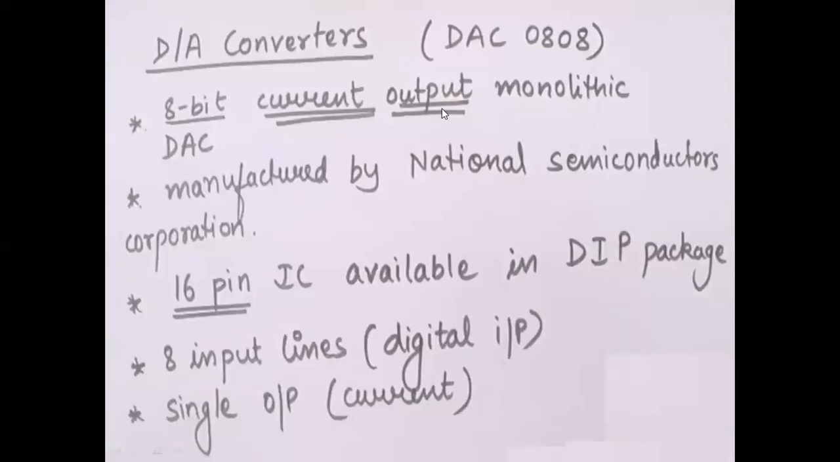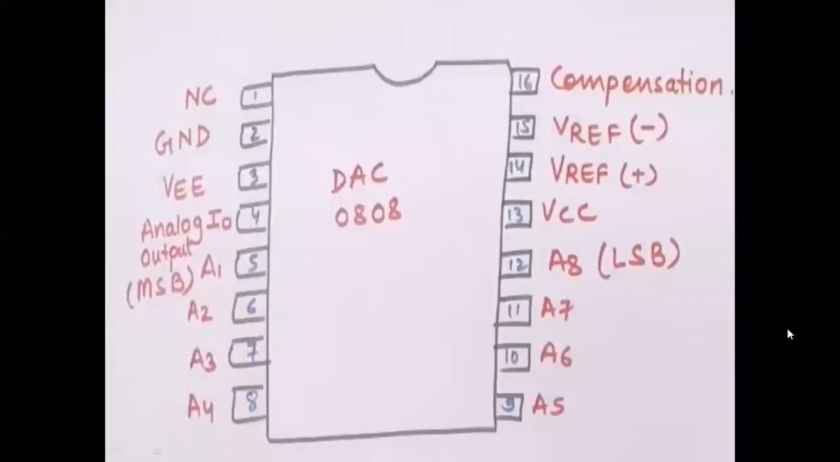The 0808 is an 8-bit current output monolithic DAC. It is manufactured by a company called National Semiconductors. This is a 16-pin IC available in a dual inline package. It consists of 8 input lines and a single output, and that too, you are getting the output as a current. So this is the pin diagram of 0808.